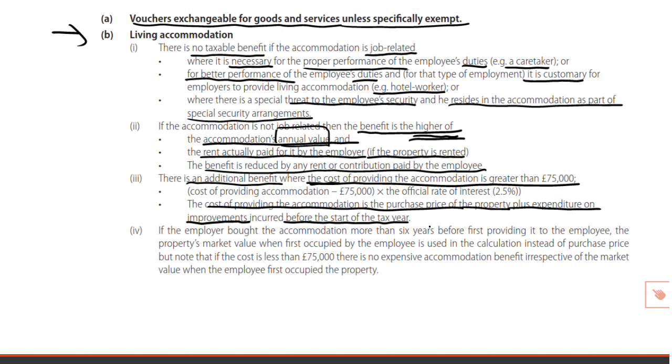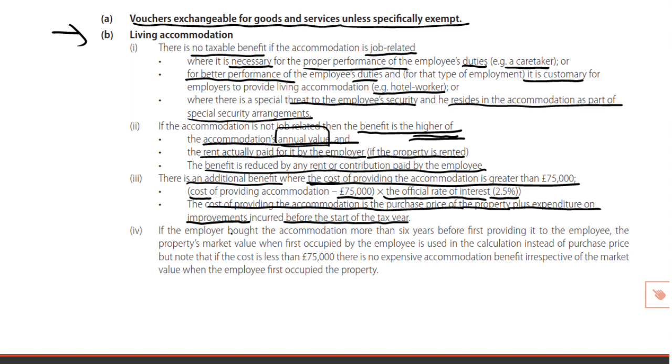Right, once we've got that cost figure, only if that is greater than 75,000 do we now determine this additional benefit. We take that cost figure minus 75,000. That's your cut-off limit. And it's been that for as long as I can remember. And I can remember a long, long time ago. So it's cost minus 75,000 times the official rate of interest, which for our tax year, again provided on your rates and allowances pages, will be 2.5%.